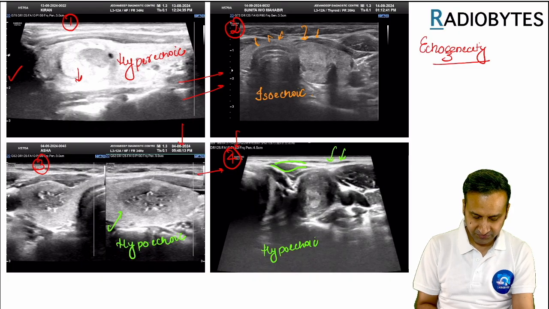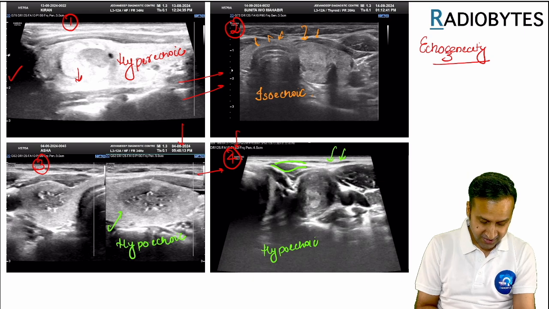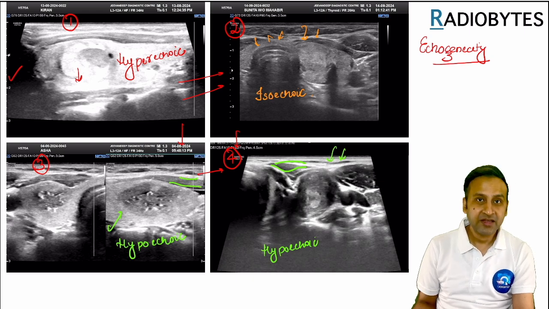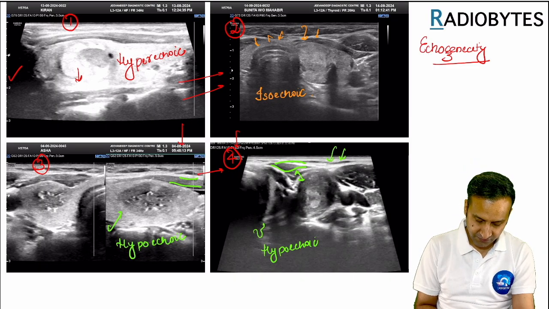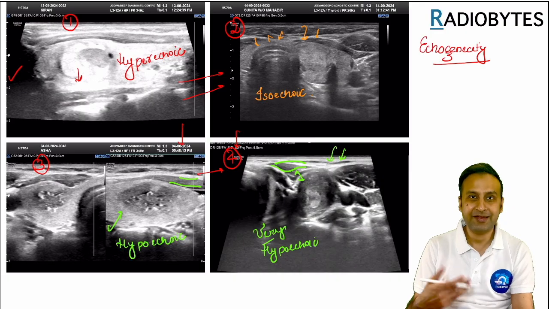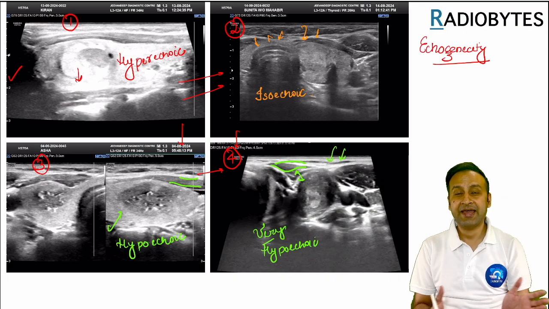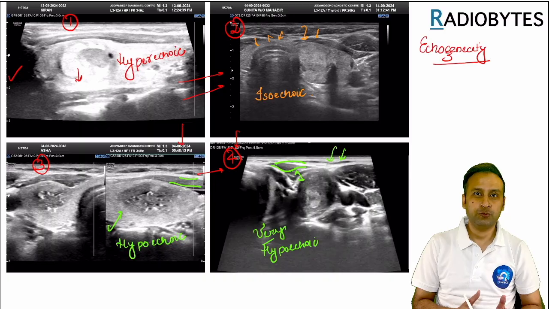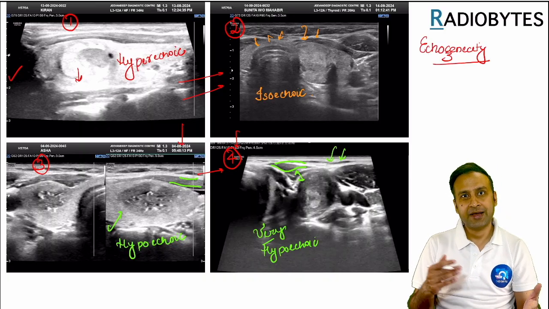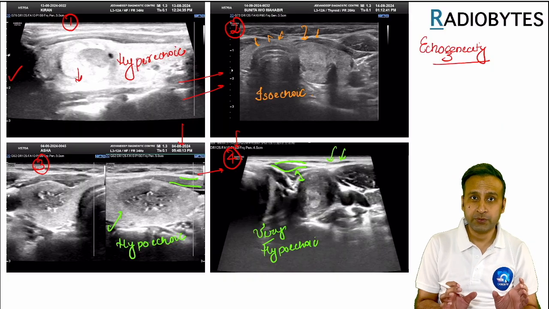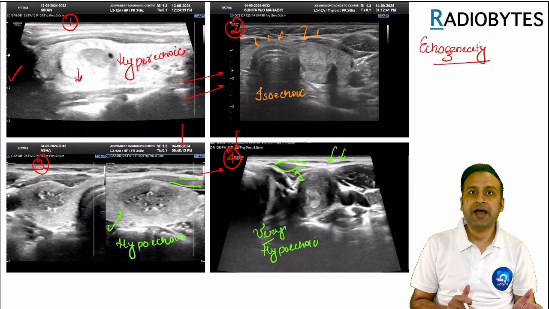What is this? This is the strap muscle of the neck. Here is the strap muscle of the neck. So if a nodule is appearing more hypoechoic than the strap muscles of the neck, it is going to be considered very hypoechoic. I'm just going to add a very to it. So now I have 4 different types of nodules based upon their echogenicity: an echogenic or a hyperechoic nodule, an isoechoic nodule, and 2 hypoechoic nodules, but the other one is very hypoechoic.